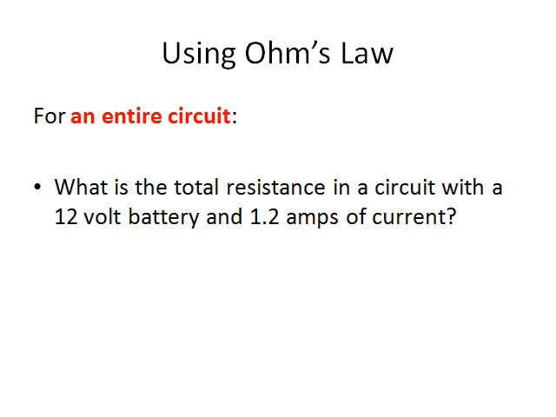Okay, so for this entire circuit, I have a 12-volt battery and 1.2 amps of current. And I want to know what is the total resistance in that circuit. My driving equation is V equals IR. When I solve that for R, I get V divided by I. Okay, that's not too bad. So I take 12 divided by 1.2 and I get 10. So my answer is 10 ohms.